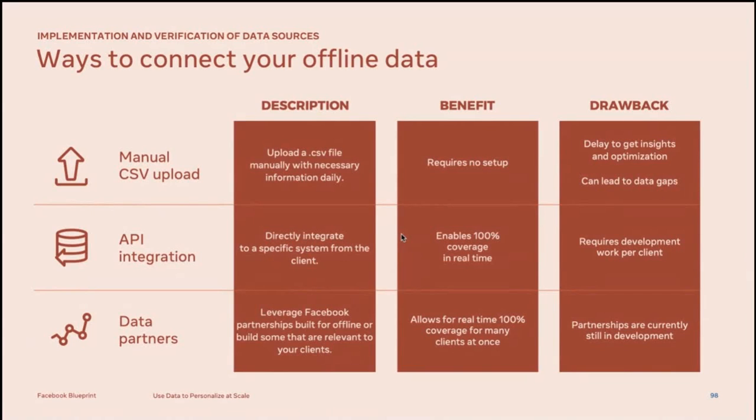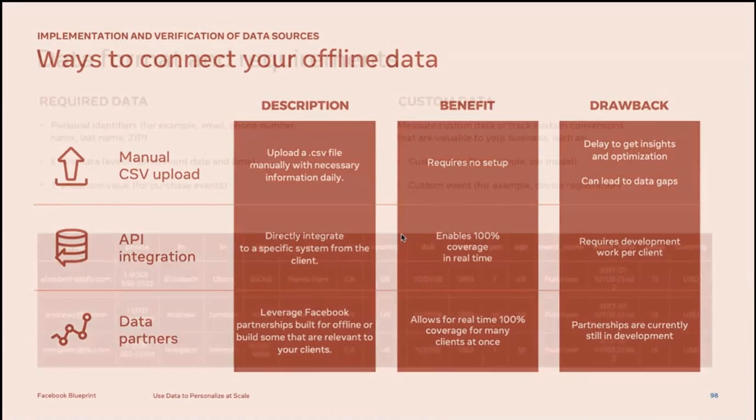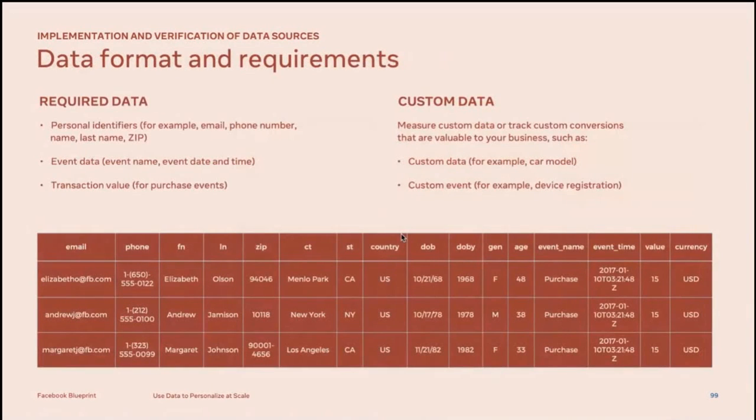Okay. Now I promised that I'll show you a snapshot of what kind of data you should upload. This is the snapshot of the data that you need to upload from your CRM for your offline conversion. Provide as much information as you can. There is some required data like personal identifiers, event data, and transaction value, and then you can also add some custom data to help you get a better perspective for your future campaigns. So this is one sample of what data you should upload for your offline conversion.